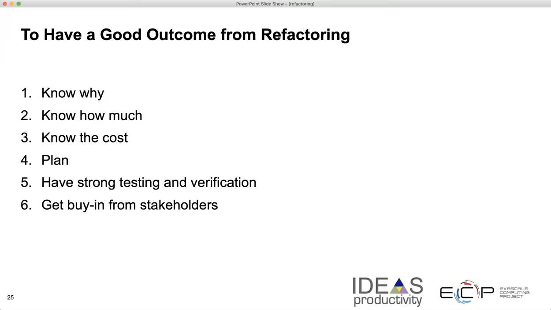So the takeaways from this particular exercise that I just outlined are that when we are doing refactoring, in order to have a good outcome, we need to know why we are doing it. We have to know how much refactoring we want to do. We have to know the cost. We have to make a step-by-step plan in great detail, have a very strong testing and verification regime already built in, and finally get buy-in from the stakeholders.